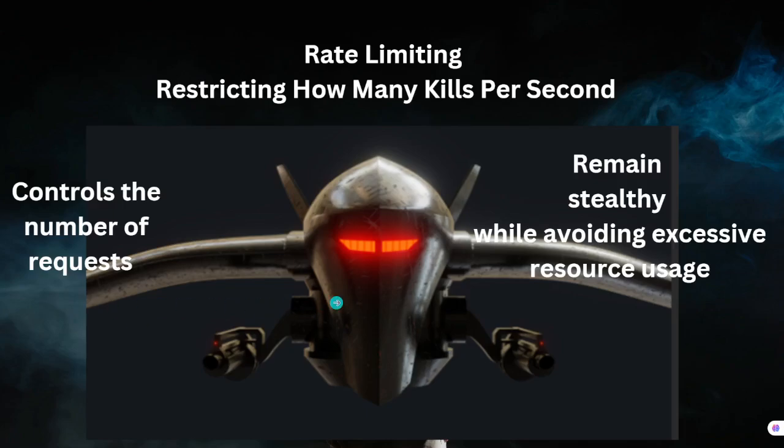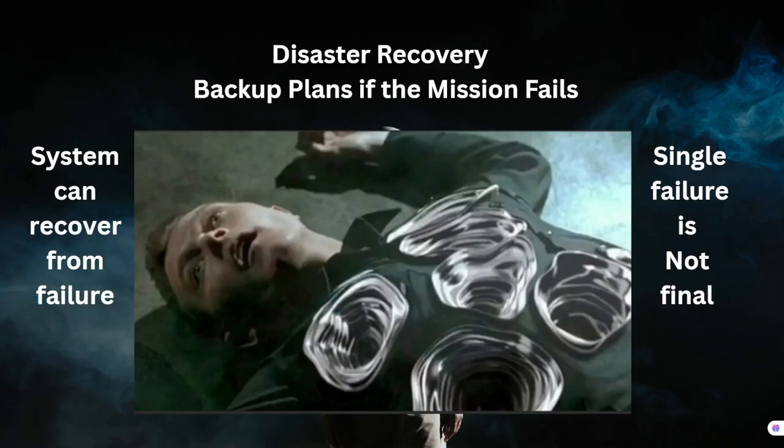Next concept is disaster recovery. In a distributed system, disaster recovery (DR) ensures that the system can recover from failure. Skynet never assumes a single failure is final. It has backups. Like if the T-800 fails, it deploys the T-1000. If the T-1000 fails, it deploys the TX. If that fails again, then AI-driven full-scale war is done, which is in Terminator Salvation.